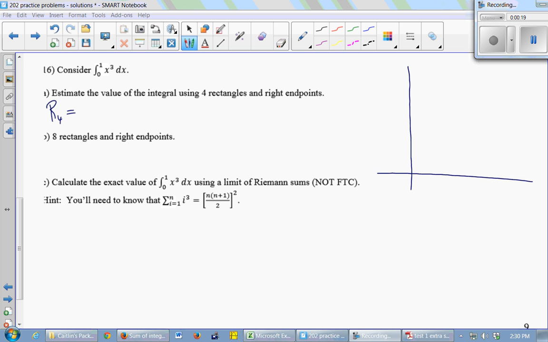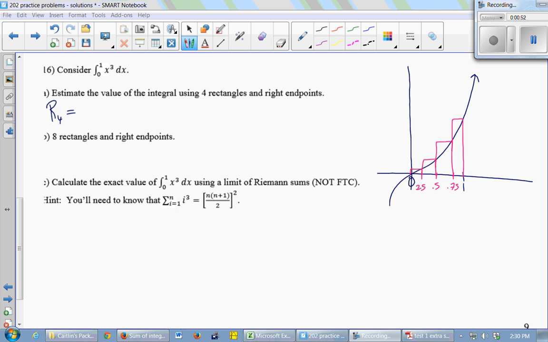So x cubed looks something like that, but I'm only interested in 0 to 1, the area under the curve, and I'm going to use 4 rectangles, so break this into 4 pieces. So I've got 0.25, 0.5, 0.75, and I want to use right endpoints to make my rectangles. So I've got this rectangle, this rectangle, this rectangle, and this rectangle. So I want to add up those areas.